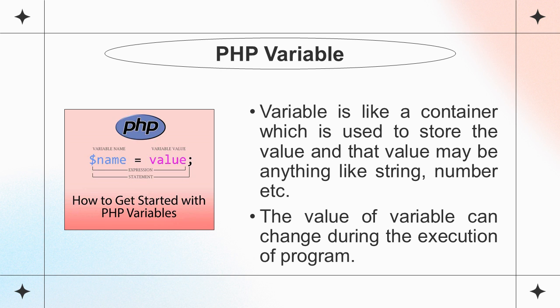Why a variable? Because each and every value needs some storage area. The storage area is defined by the variable. It depends upon our value which type of container we have to use. It may be int, float or char.